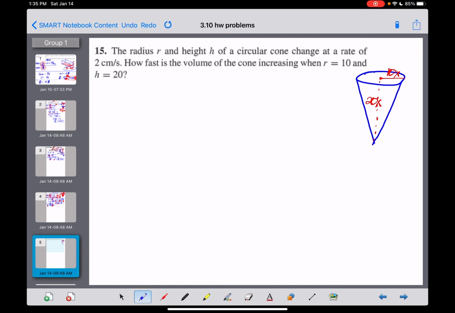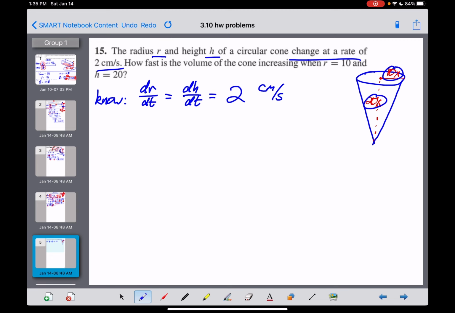So what derivatives were we given in this problem right here? They're telling us that both the radius r and the height h are changing at a rate of 2 centimeters per second. So dr/dt and dh/dt are both the same, and they're both equal to 2 centimeters per second. Okay, gotcha. Now that I think about that, I'm not sure that I needed to do what I did here. Anyway, let's get working on this.